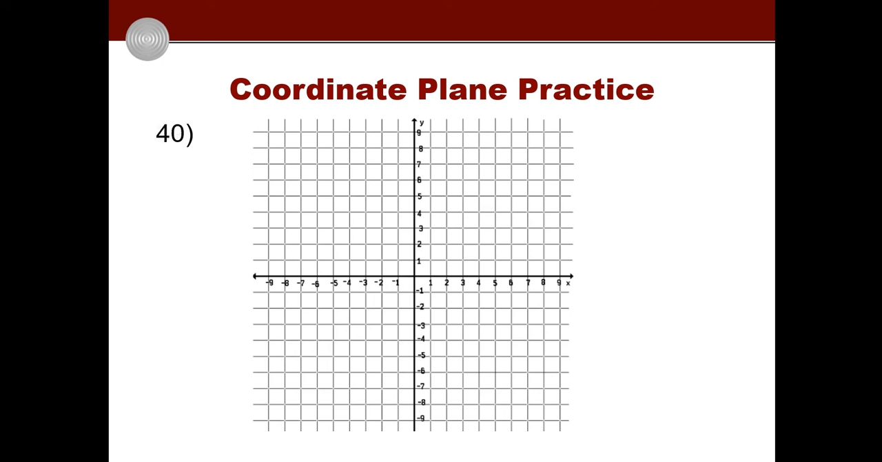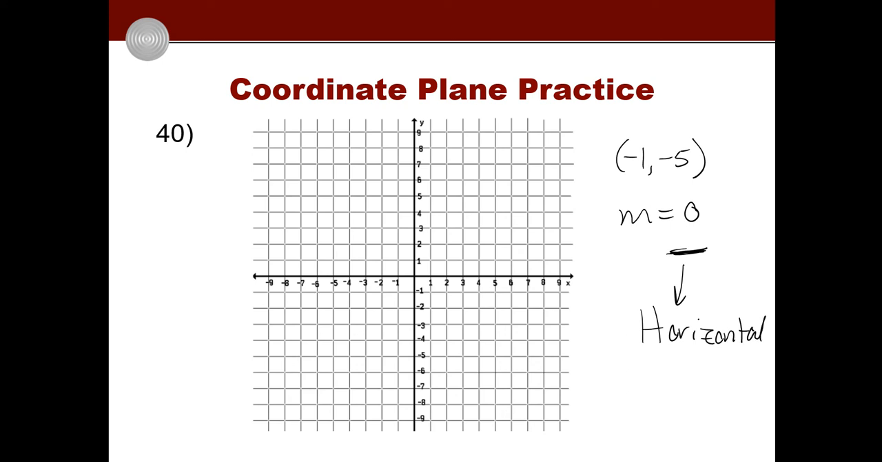Okay, number 40. Number 40, we have negative 1, negative 5, and a slope of 0, which should tell you something. Slope of 0, we said the only line that has that is a horizontal line. You need to recognize that.